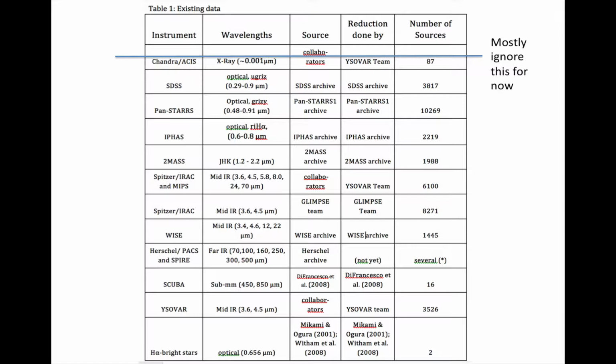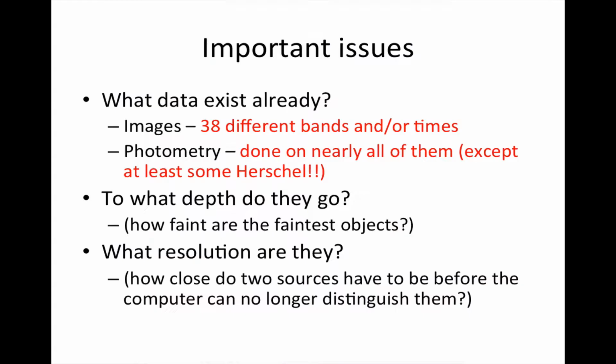I already talked a little bit about the YSOVAR data, and then there's a handful of objects that were identified as H-alpha bright stars. So that's narrowband photometry, just at 0.656 microns, and there's only two sources in this region that were called out by that larger survey as being particularly bright in H-alpha.